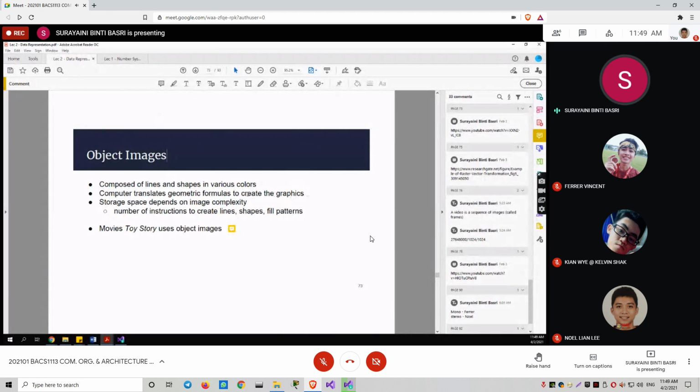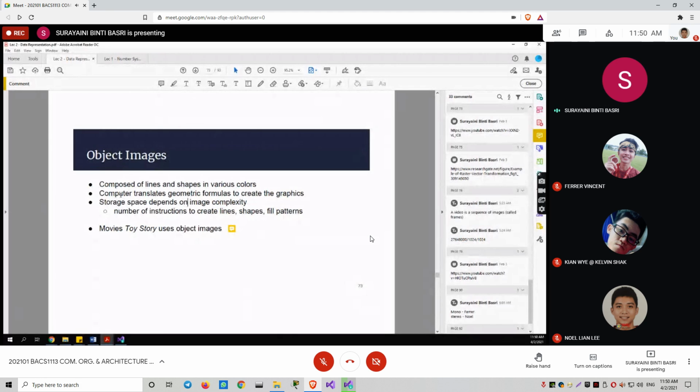Compared to the bitmap image that stores its data using pixels, the object image uses a formula. It stores only the formula to create the graphics. So its storage space depends on the image complexity. The more complex the image, the more instructions are needed to create the lines, shapes, and fill patterns. But that is why object image requires less space compared to bitmap image, because bitmap stores the pixel information and requires a lot of data space. But the object image only stores the formula.